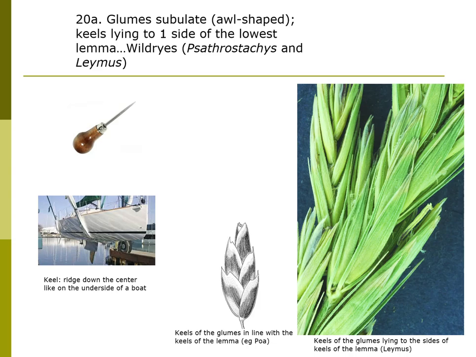And if the glumes, so the central line of the glumes and the central line or the keel of the lemma do not line up, then we're going to be looking at the wildryes, the genus Psathyrostachys and genus Leymus. If you look in the middle, there's a picture of that Poa spikelet again, and you can see how the midrib of the glumes and the lemmas are all falling in line. So yeah, the wildryes will have the subulate glumes, and they won't be lined up with the lemmas.